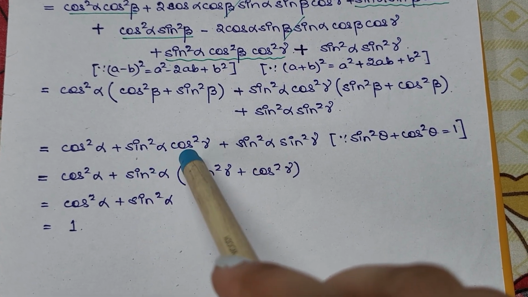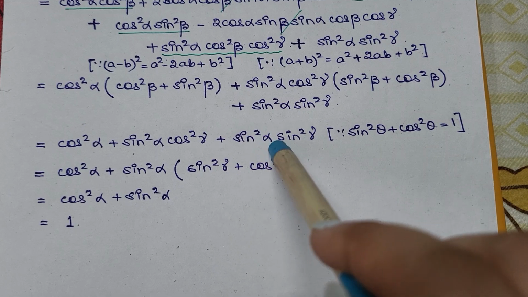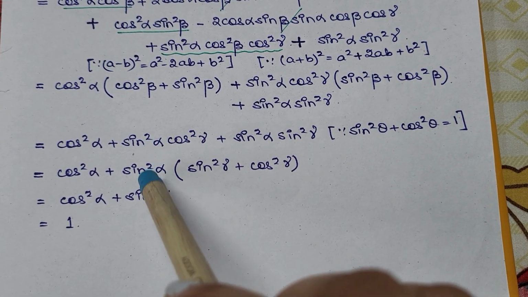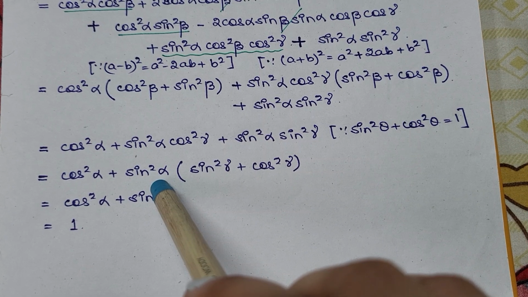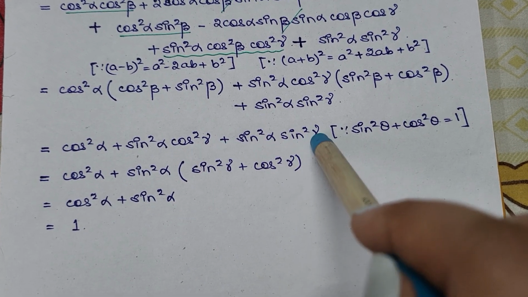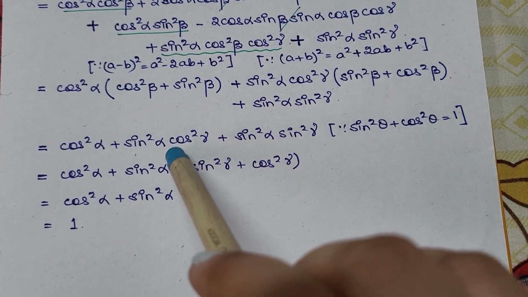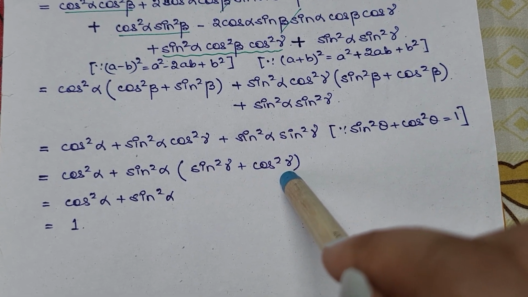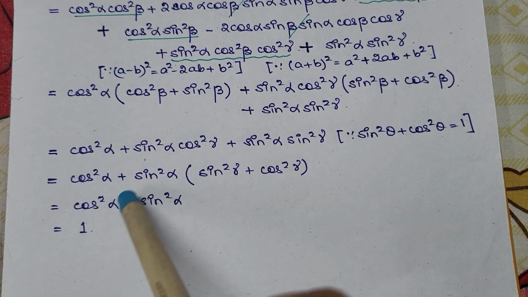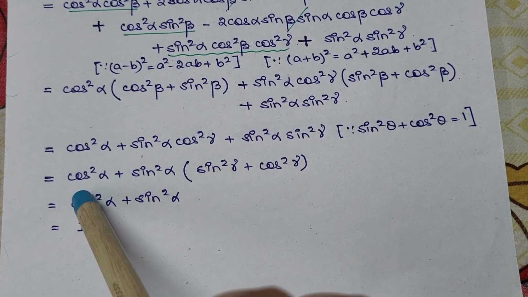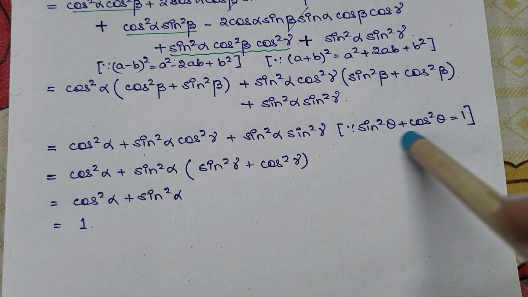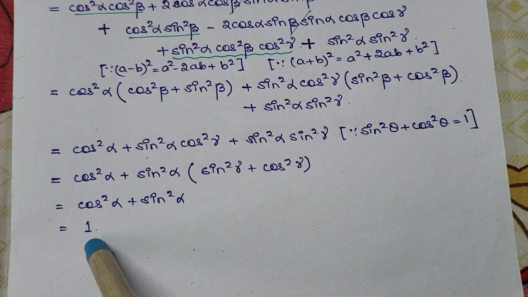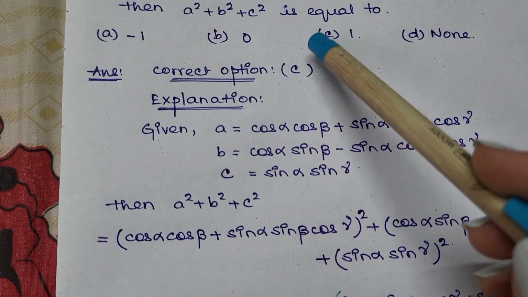Now, sin square alpha can be taken common from the last two terms here. Taking sin square alpha common, we have sin square gamma plus cos square gamma. Similarly, from the trigonometric identity, this has the value 1. So we are left with sin square alpha plus cos square alpha. From the same trigonometric identity, this value is equal to 1. Hence the correct option is C.